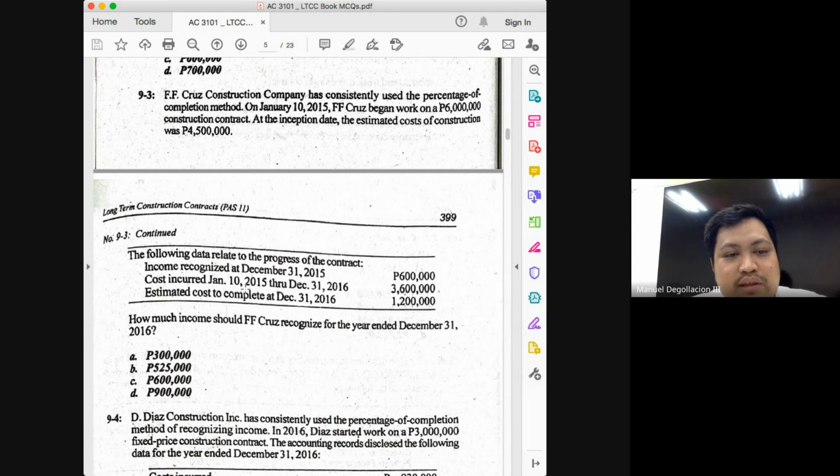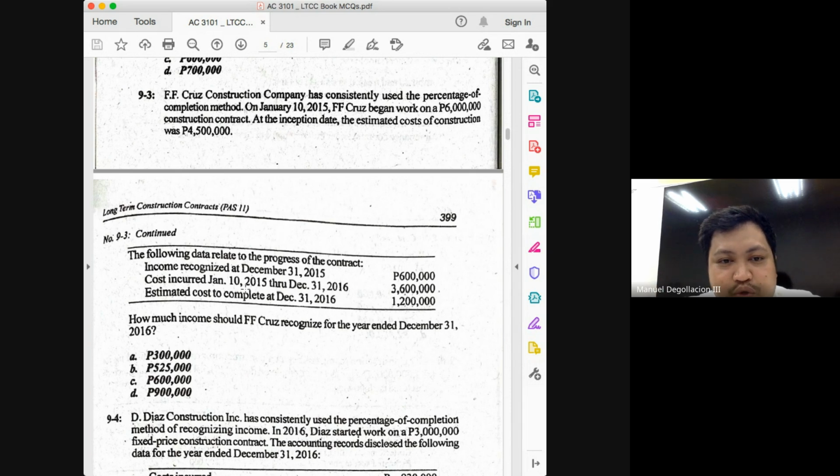We're solving for 2016. Let's try first. What are the two things we need to solve for RGP? Percentage of completion and expected gross profit. Which one do you want to solve first? Expected gross profit. What do we need to solve for expected gross profit? Contract price and cost at completion.